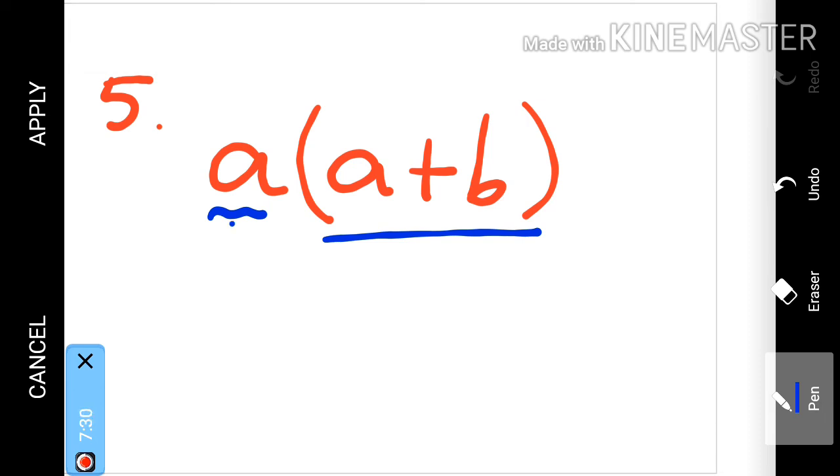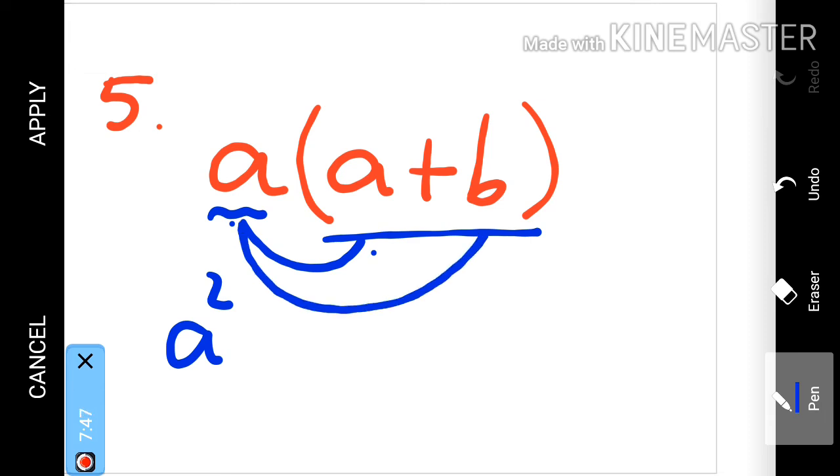So this monomial is going to multiply with a binomial, right? A into a becomes a square. A into b becomes ab.